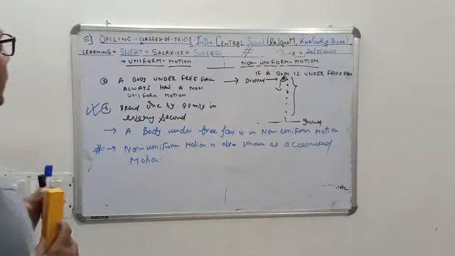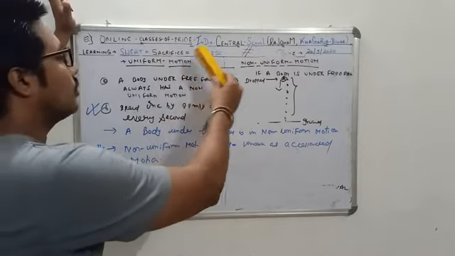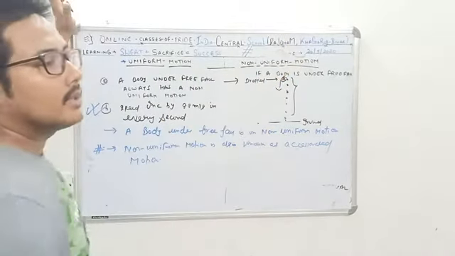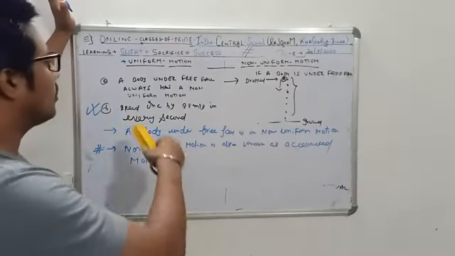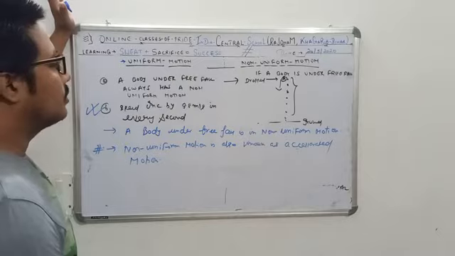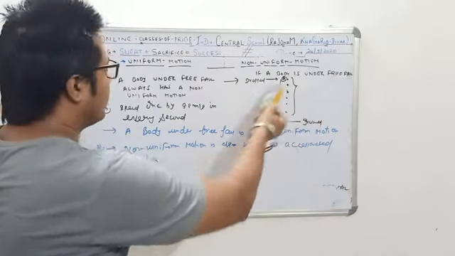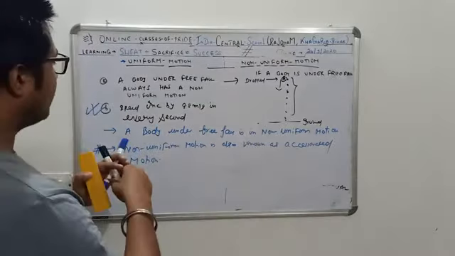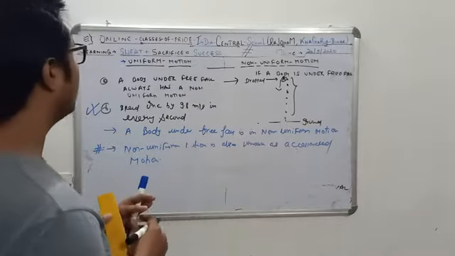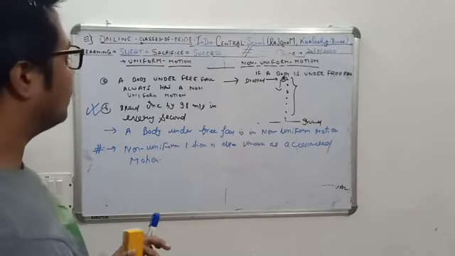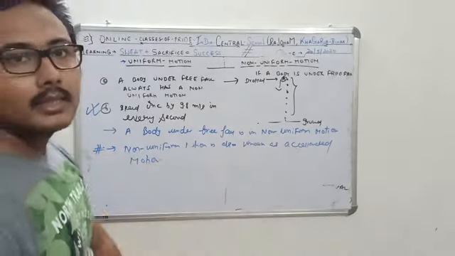So I think you might now be familiar with all these things: what is uniform motion, what is non-uniform motion, and what is the difference between them, as I have drawn in the diagram and shown to you. Now, a body under free fall is always under non-uniform motion. This is the diagram. Why? Because at every point in every second, its speed increases by 9.8 meter per second. Therefore, a body under free fall is in non-uniform motion, and non-uniform motion is also called accelerated motion.